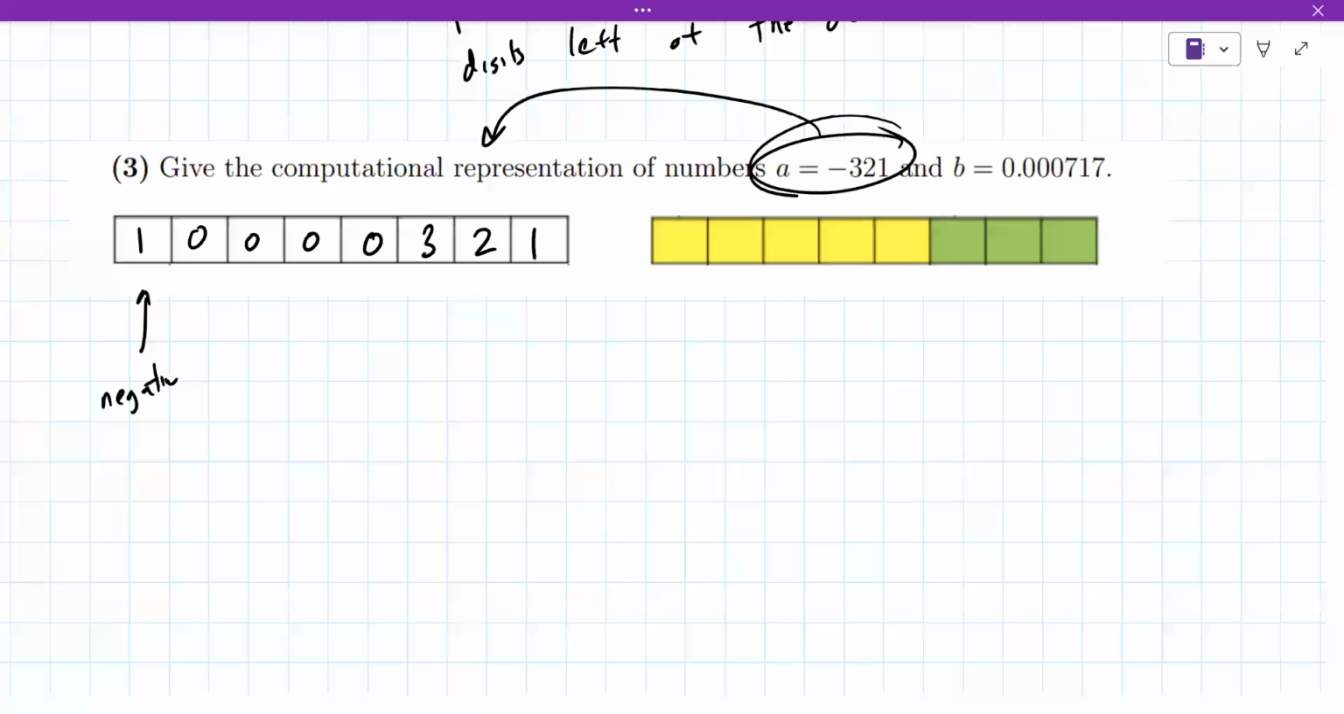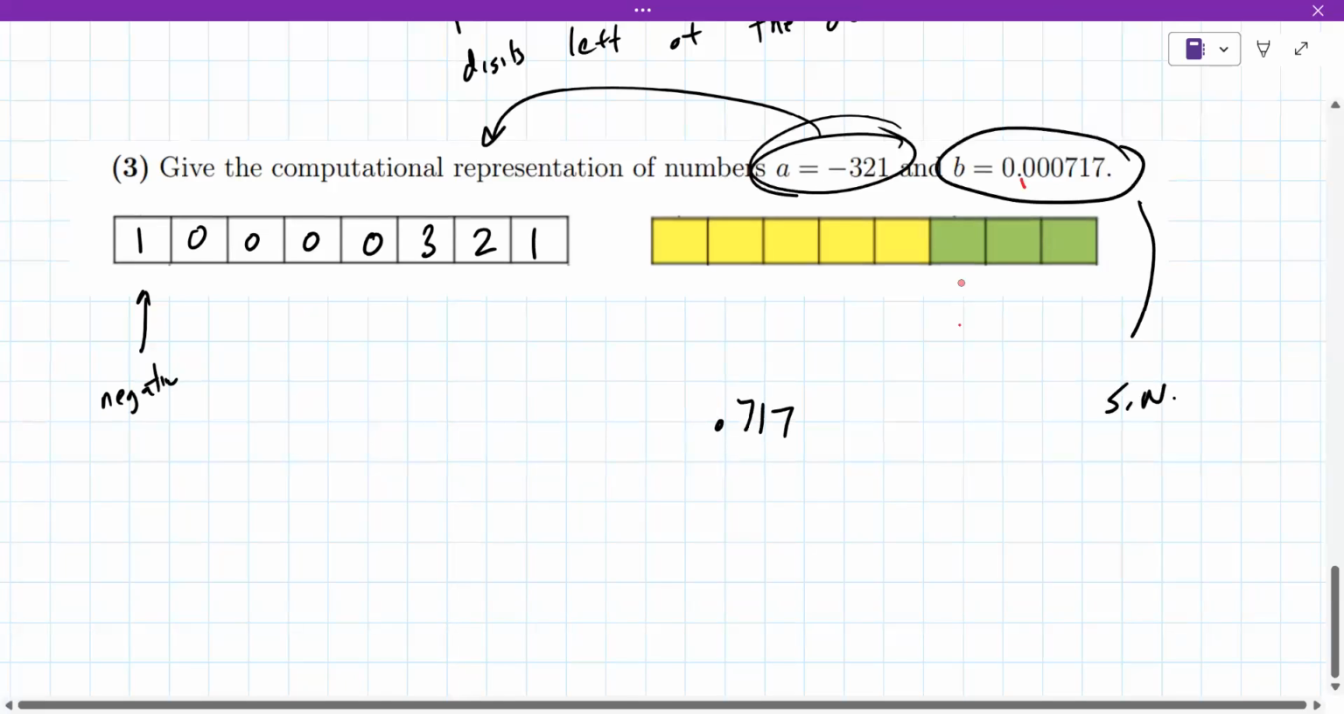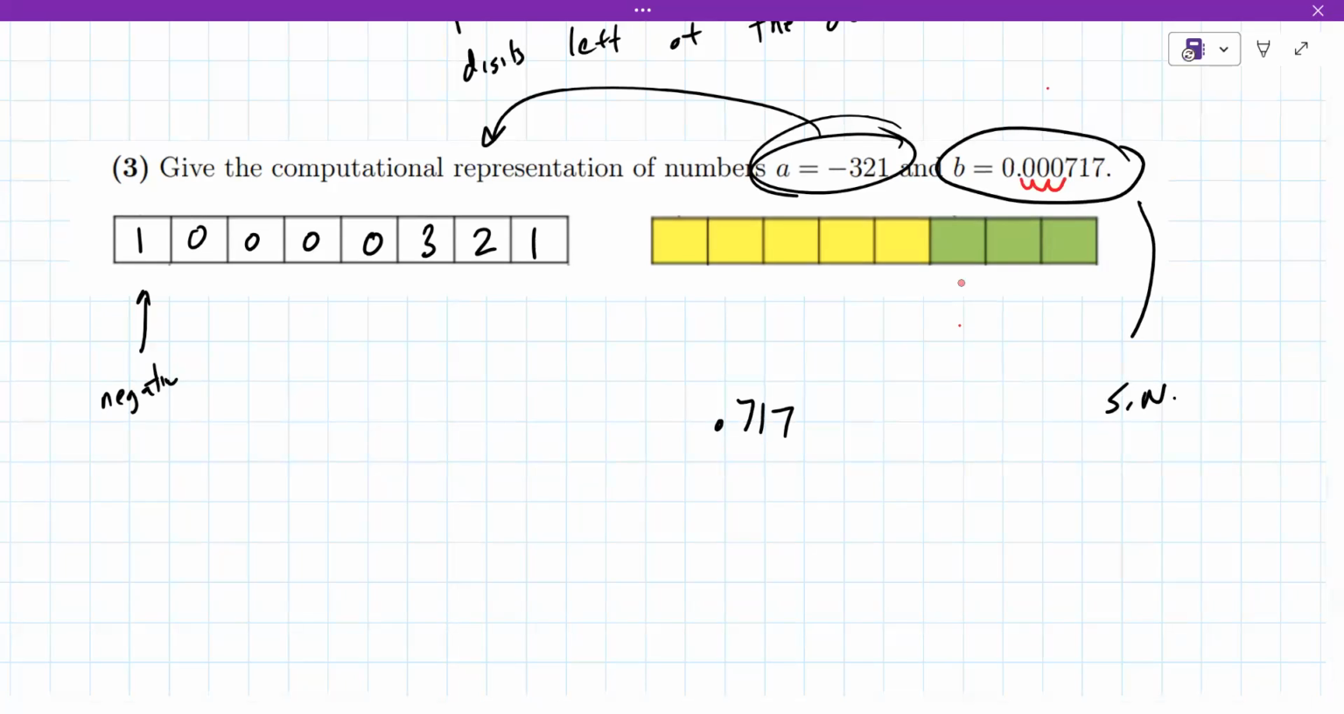Any questions on that? No. So for the next one, for B, you have to put it into scientific notation. But it's not traditional scientific notation, because normally the number has to be bounded between 1 and 10, but your instructor says to write this as 0.717. And then you pretend like you're moving the decimal here, like 1, 2, 3. So you move it 3 times.